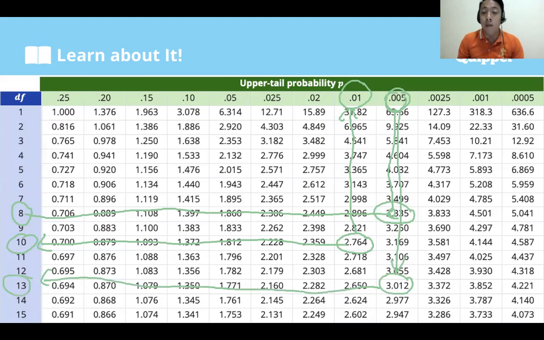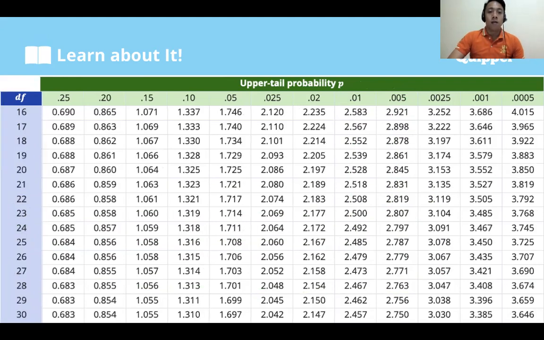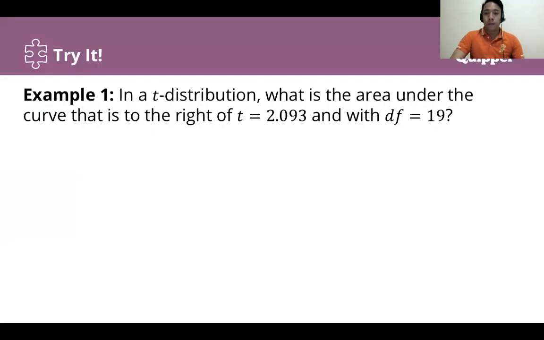What if we have a problem? Okay? So, medyo iba yung ating gagawin. So, these are the continuous part of our t-distribution table. From 16 to 30, and then from 40 up to 1,000. I just 1,000 naman na. Okay? Ayan. So, let's do an example first.